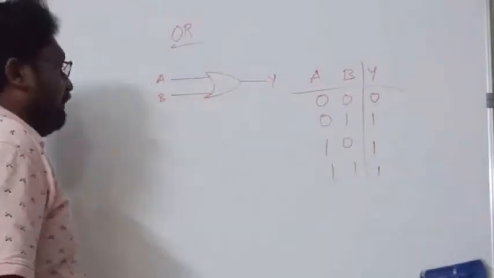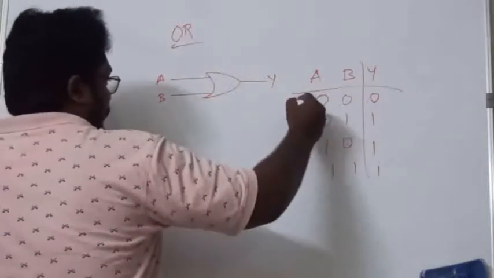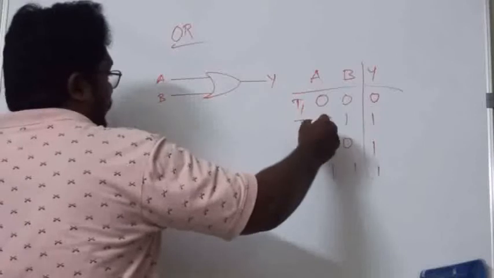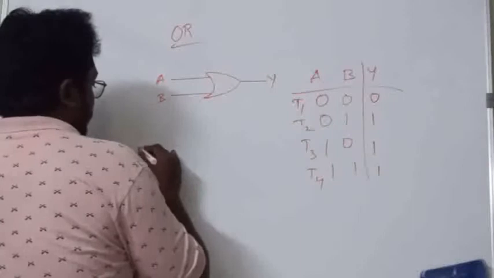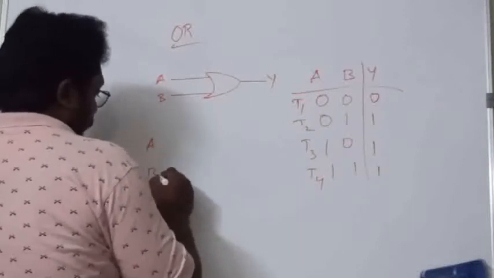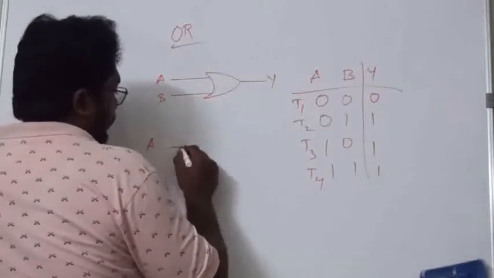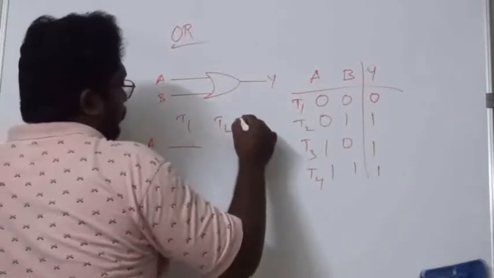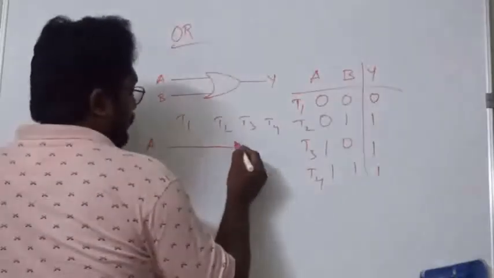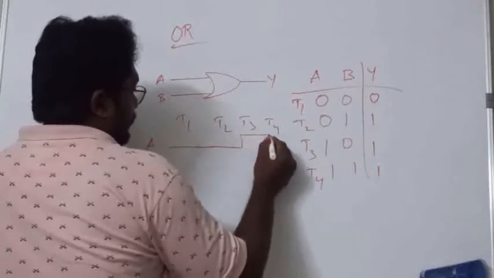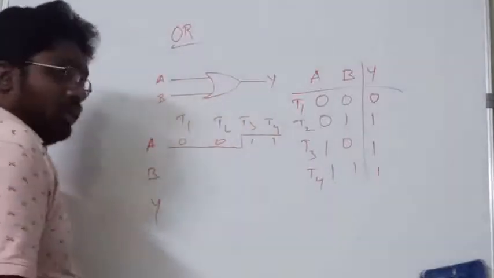So the timing diagram for this OR gate is that, here also I am having 4 time cycles, T1, T2, T3 and T4. So the timing diagram is A, B and Y. So T1 is lower, T2 is also lower, and again T3, so 0 0 1 1, T3 and T4 are higher.